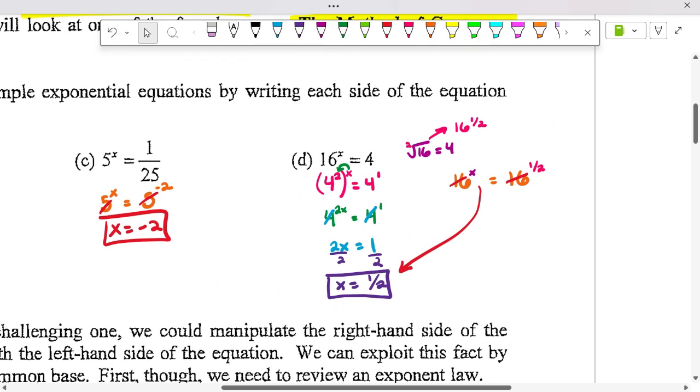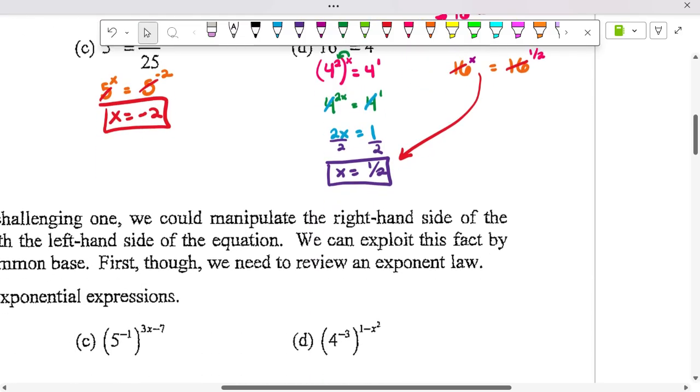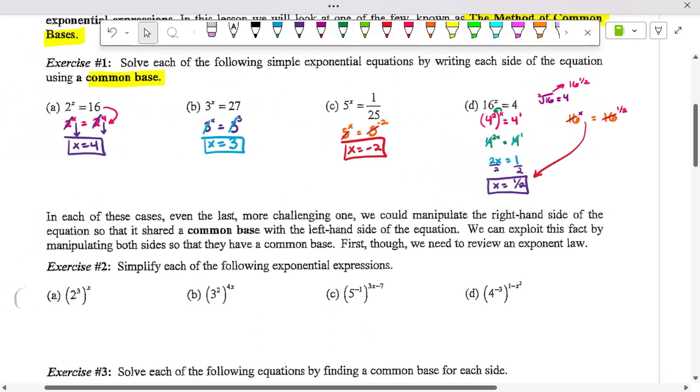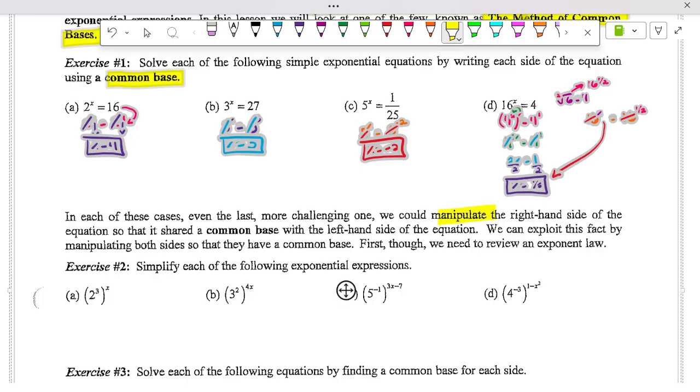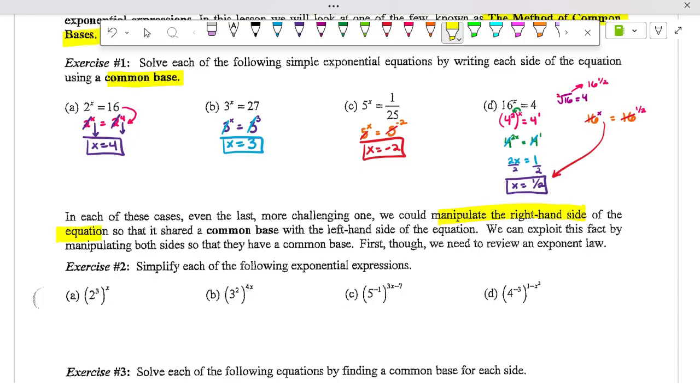Any questions on these? All right, so basically to sum up what we just did, we would manipulate the right-hand side of the equation so that it shared a common base with the left-hand side of the equation. Now, we can exploit this fact by manipulating both sides so that they have a common base.